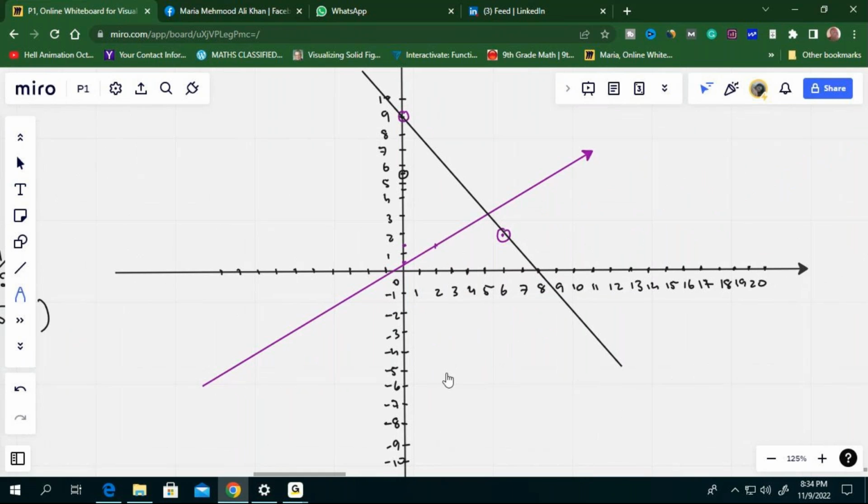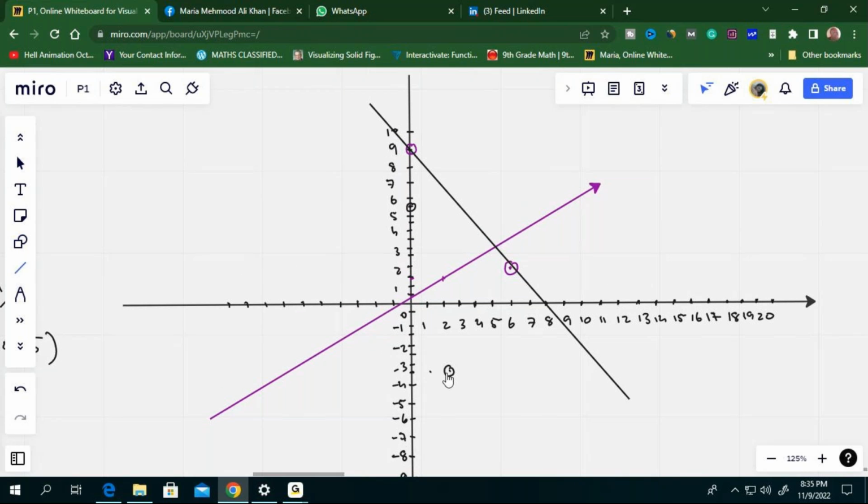And I again forgot how many units I have to move. Okay, 9 units. So this is 1, 2, 3, 4, 5, 6, 7, 8, 9. Okay, this is the position. And then 2 units right, 1 and 2. That's the point. Okay, and then I'm going to join them, and this is going to provide me my third line.